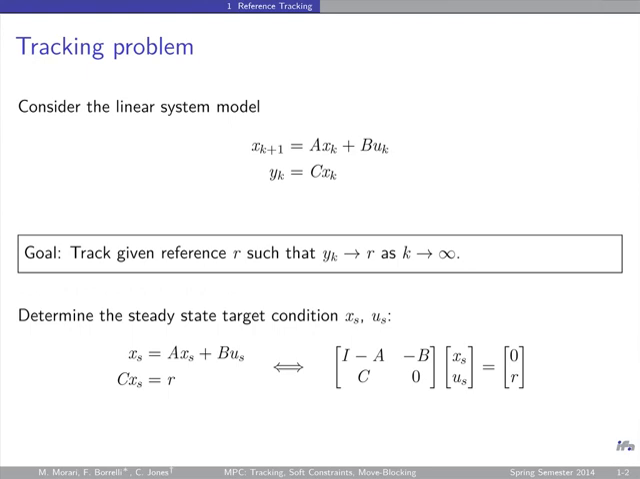Is equal to x as steady state. Okay, that's the assumption. So you substitute this in this first equation, and you get the equation down here. x_s is equal to A x_s plus B u_s, and then obviously the output y is equal to C x_s. That becomes here C x_s is equal to r.